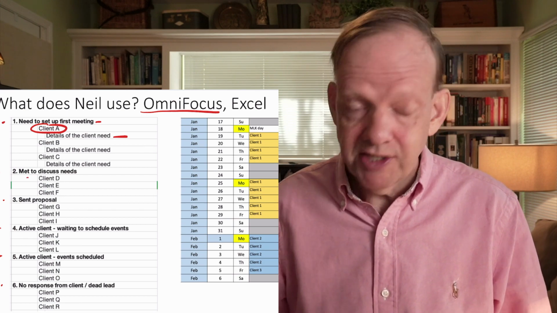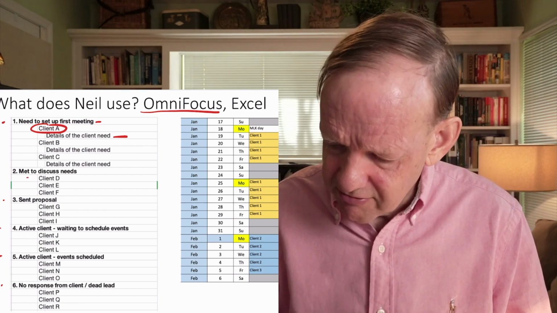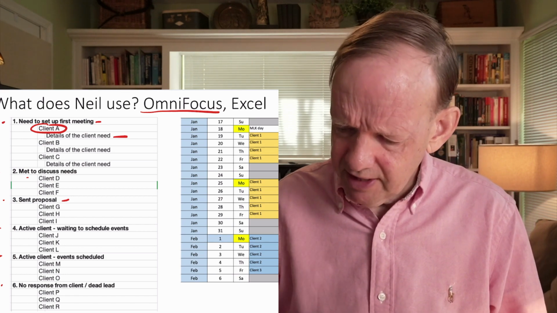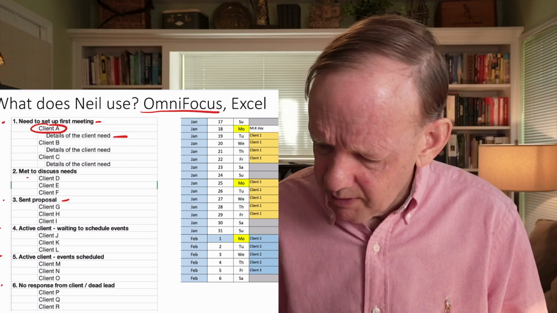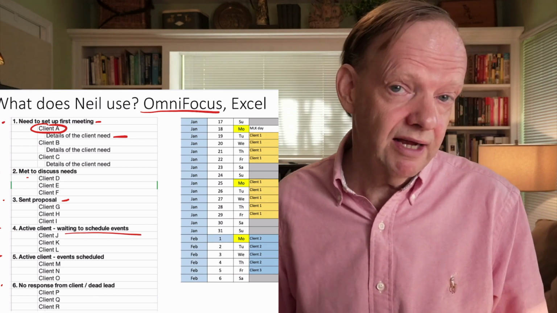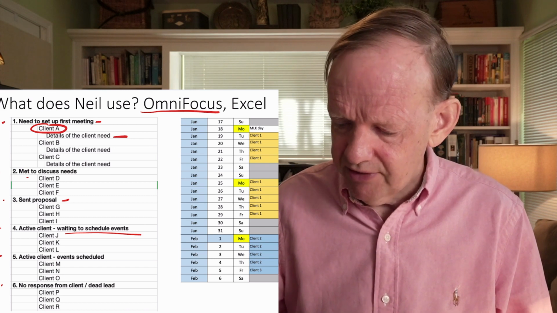And then I send a proposal. It's kind of where the needs are really codified. They go into step 3. And then I track them down over here. If they're waiting for a schedule, they've actually committed to something, but there's no deadline or date set for it yet, they go into step 4.